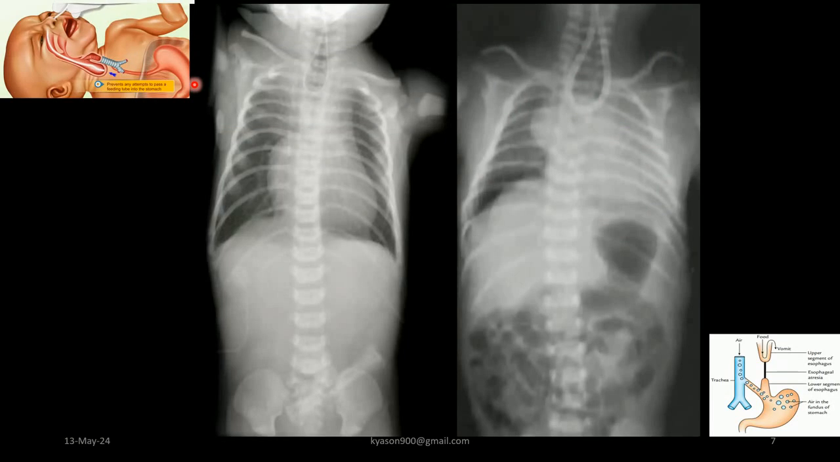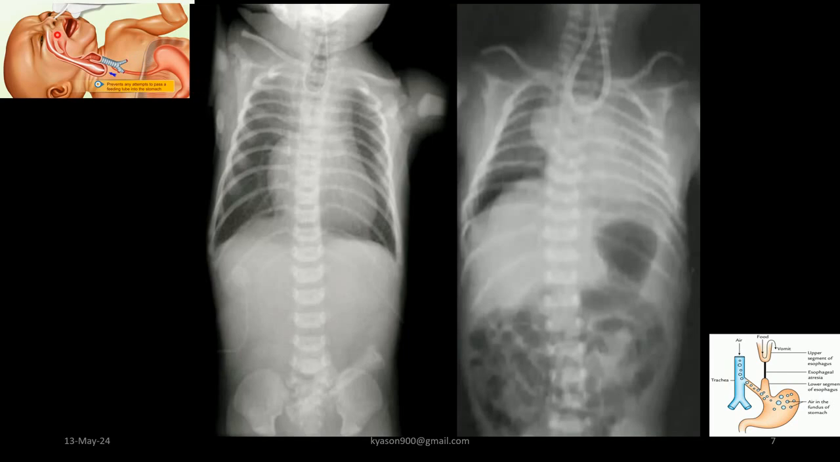Okay, so now usually this abnormality is diagnosed after birth, and we can see what can be seen radiographically when these young ones are examined by X-ray.